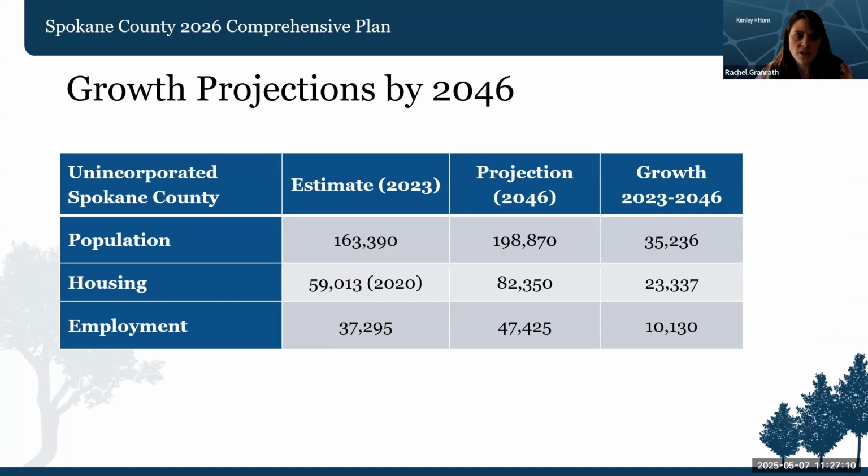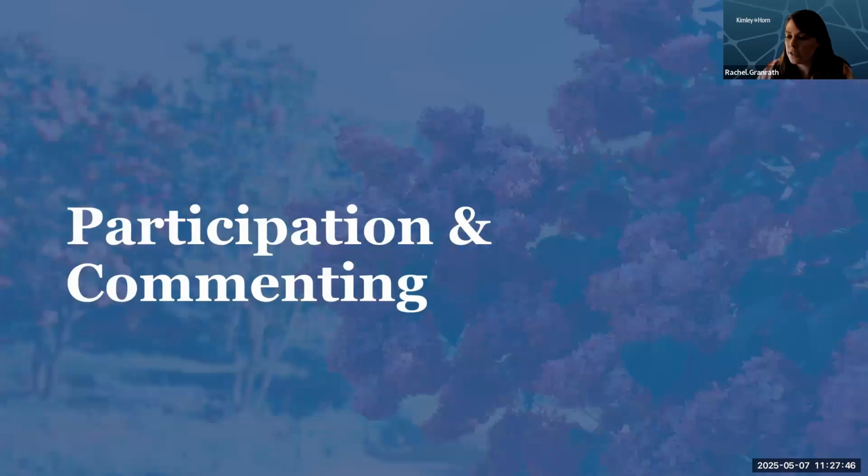So we're going to start our conversation on the EIS by talking about our growth projections. As part of the comprehensive plan update and then leading into the environmental impact statement, we're looking at the 20-year population projections, housing allocations, and employment growth. This is a summary of some of the findings so far, from the estimates of 2023 all the way to the projection of 2046. You can see where the unincorporated areas of Spokane County are projected to be over the next 20 years.